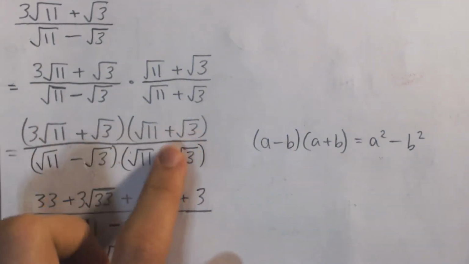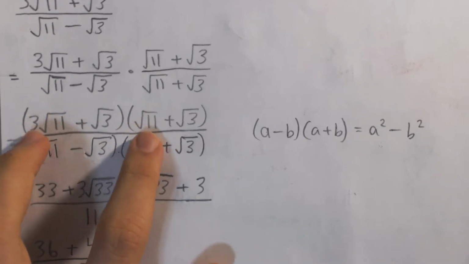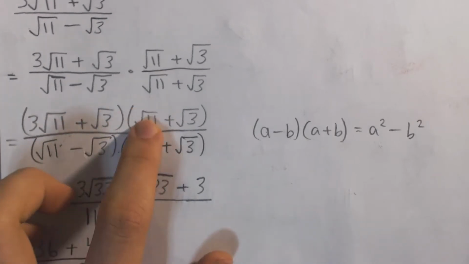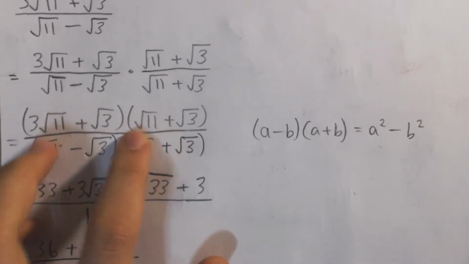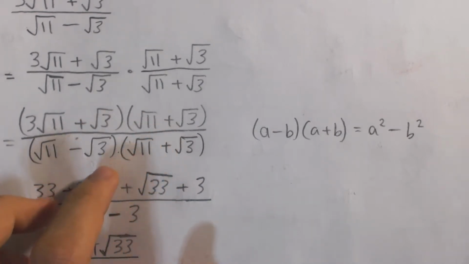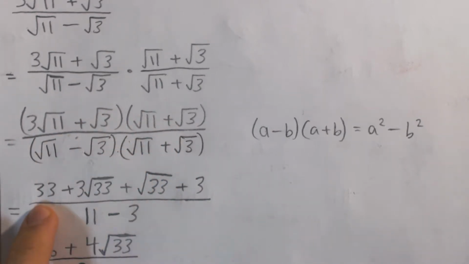In the numerator, we have some FOILing. And so here we just multiply. So 3 times root 11 times root 11, that's the first, right, in FOIL. Root 11 times root 11, that just becomes 11. And so we have 11 times 3, or 33.